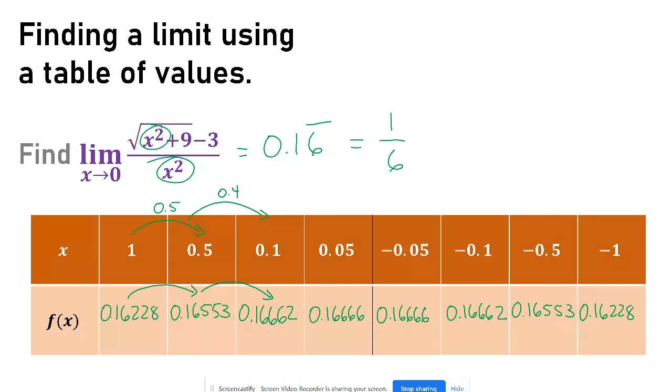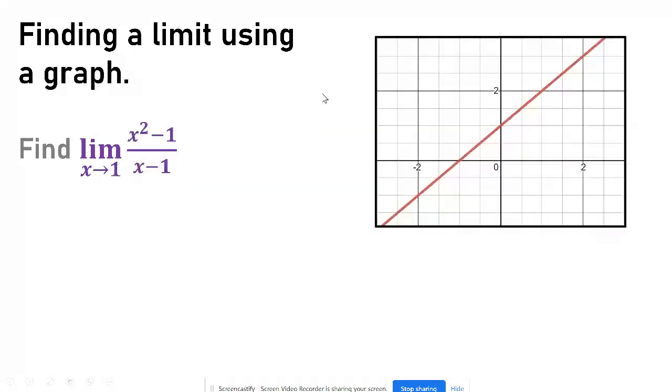Another way you can do it is with a graph. And so here we have this function x squared minus 1 over x minus 1. And when you graph that, it looks like this red line here. It appears just to be a straight line, a linear function. But I can see by just looking at this that if I were to plug in a 1 to this function, I get a problem because I have 1 minus 1 on the bottom, and that's going to mess everything up.